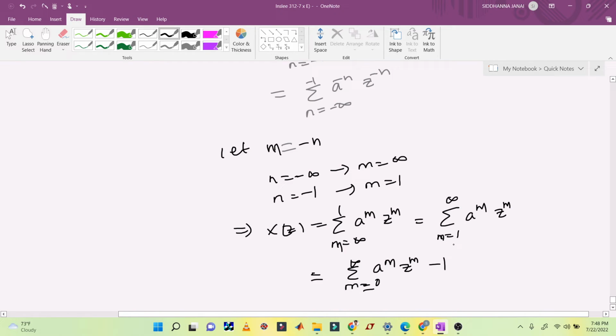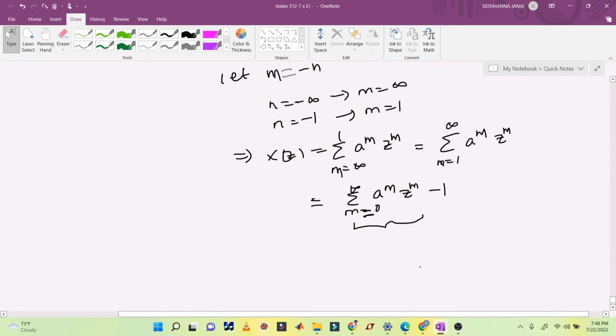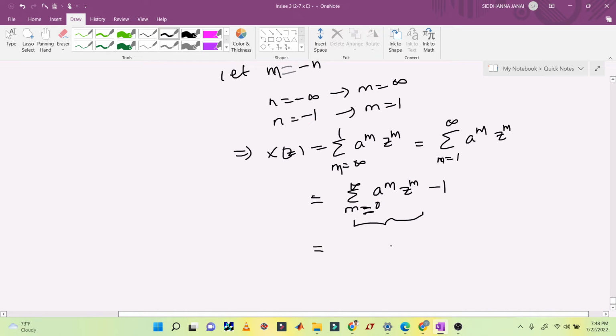Again we are left with the terms m equal to 1 to infinity, so we can simplify this one. That's why we can represent it in the given form. So this will be our summation minus 1. What does this summation mean to us? Summation n equal to 0 to infinity a to the power n is equal to 1 divided by 1 minus a, provided magnitude of a is less than 1.